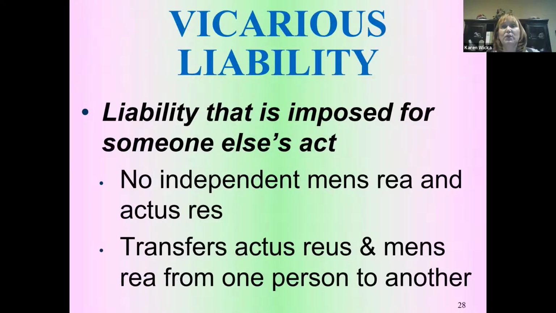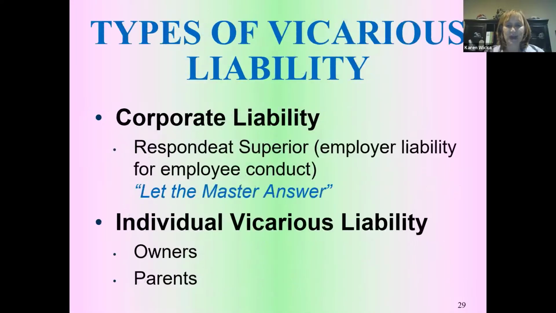So there's one more quick concept that the book talks about a lot that I just want to mention really quick. We don't spend too much time on it, but we have this concept called vicarious liability. Vicarious liability is the ability to impose criminal liability for someone else's act with no independent mens rea or actus reus, and they transfer the acts of the primary to the person that helped, even though we wouldn't normally do that. So let's look at some examples of when that would happen.